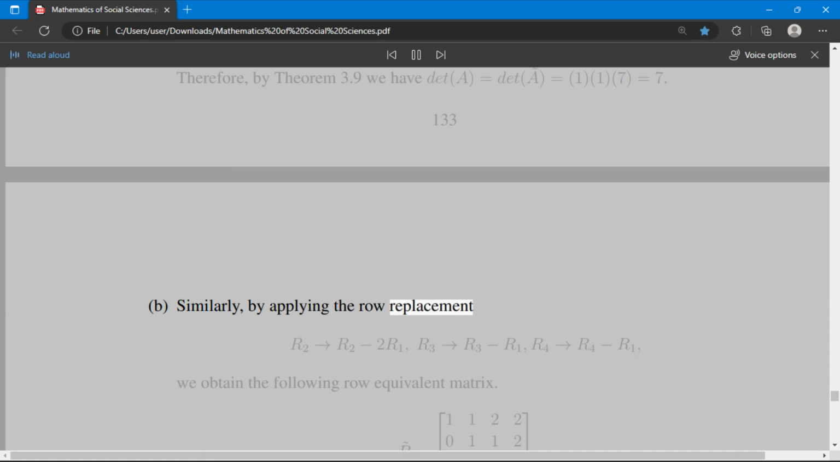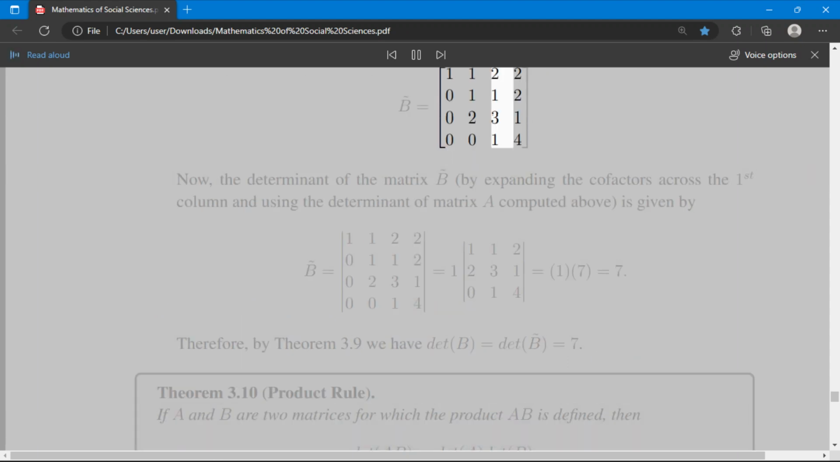B. Similarly, by applying the row replacements R2 → R2 - 2R1, R3 → R3 - R1, R4 → R4 - R1, we obtain the following row equivalent matrix. B equals 1 1 2 2, 0 1 1 2, 0 2 3 1, 0 0 1 4.